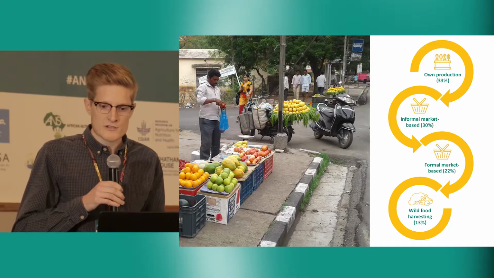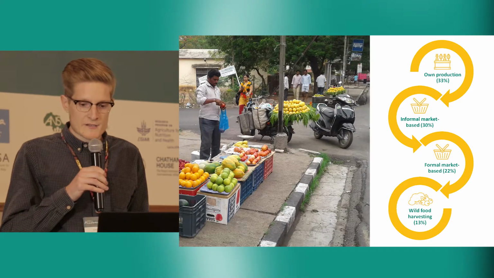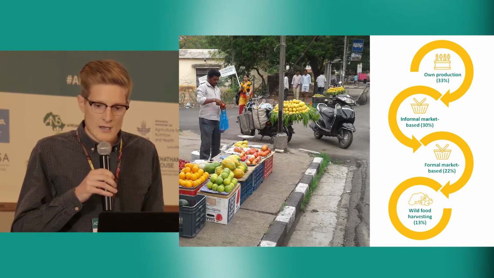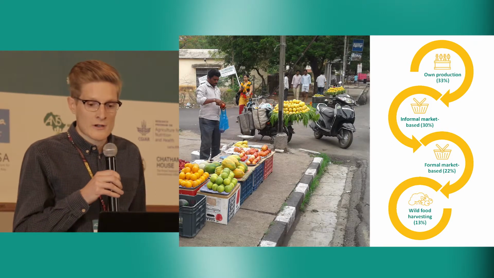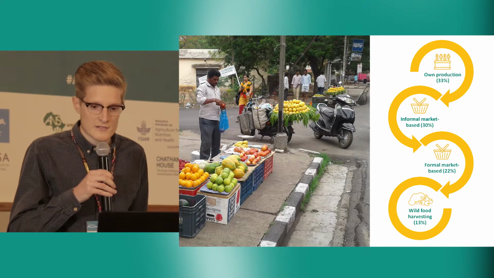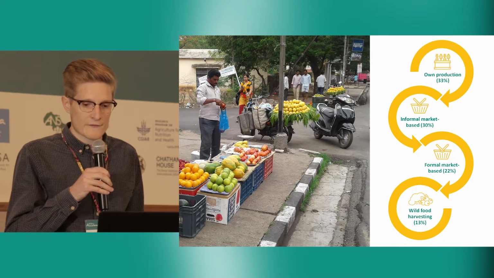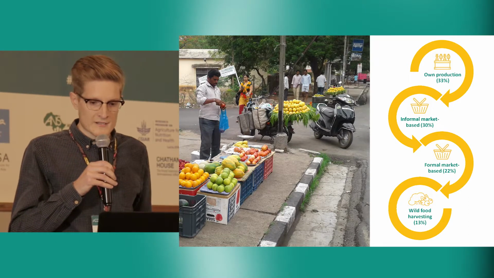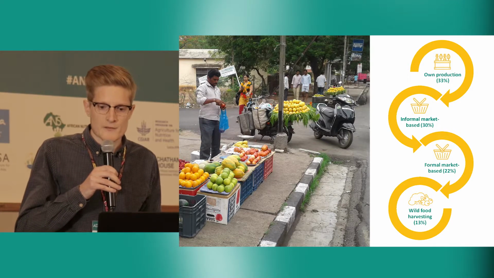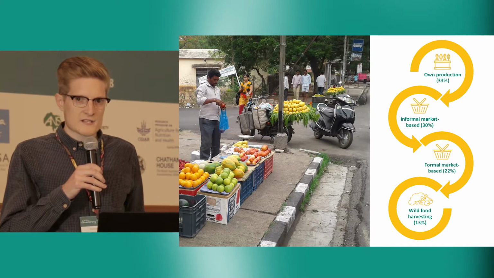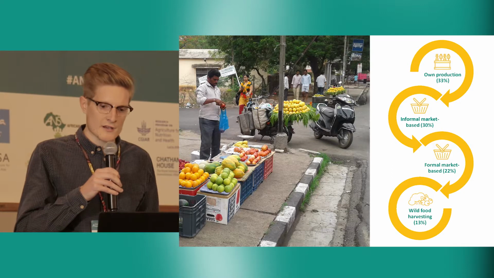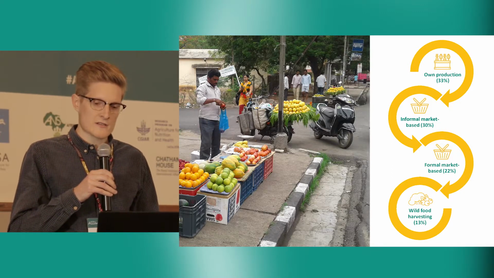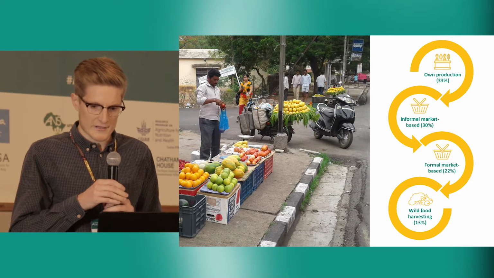In terms of food sources, more than 55% of all the photographs that were mapped included some kind of food source. As you can see here, own production and informal market-based vendors were among the most commonly photographed, suggesting that these are particularly important in this sort of peri-urban setting. This is particularly interesting because these are types of food sources which would often be missed in more standardized food environment surveys, because we tend to go to more formal market vendors, and these sources are often missed.